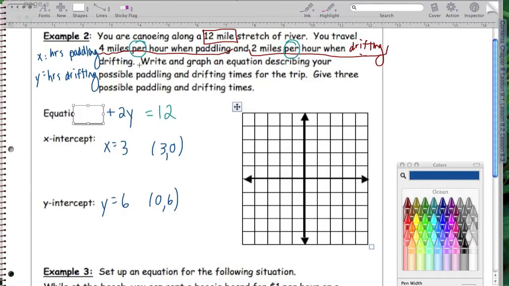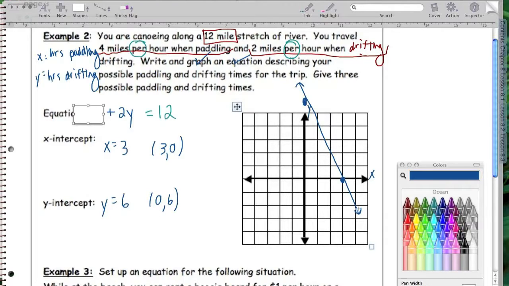Let's plot it because it says write and graph an equation. So we're going to plot these points, (3, 0) and (0, 6). Connect them with as straight of a line as you are able. Okay, this is our y and our x-axis. And there we have just graphed this equation. So we've done the graphing, we've done the equation writing. The last thing they want us to do, we've modeled this real-life situation with an equation and a graph. Now we want to display that and give 3 examples of possible paddling and drifting times.